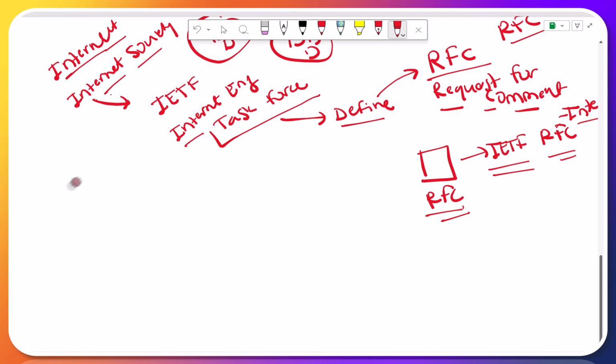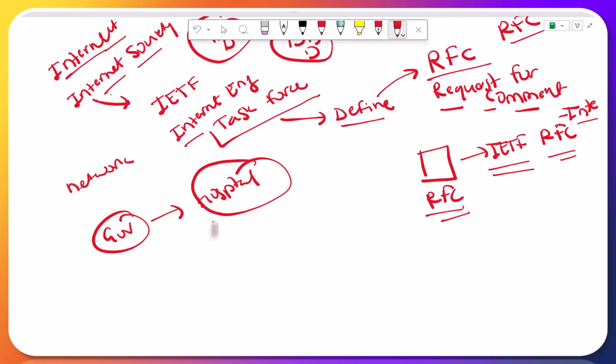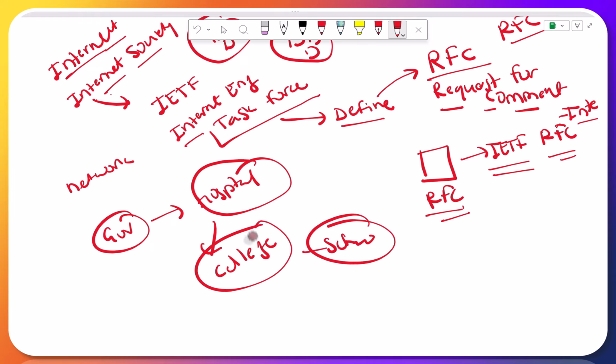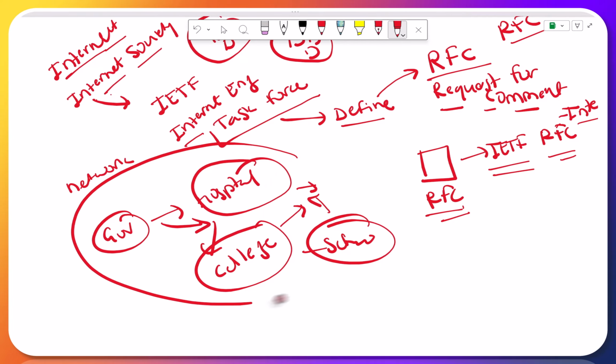So till now we have seen, right? As the network started evolving, multiple governments, bodies, hospitals, then colleges, schools, all were having their networks. They started bringing their networks into the main network so that they can communicate with each other, right? So they started bringing everything together.